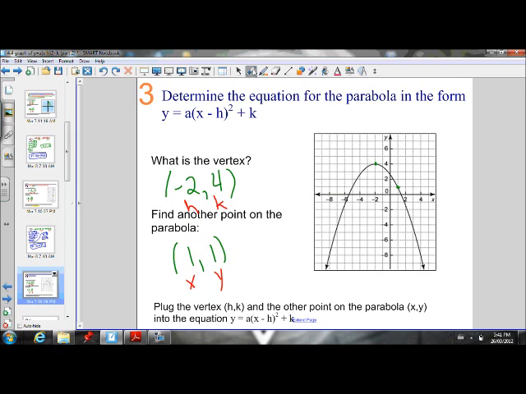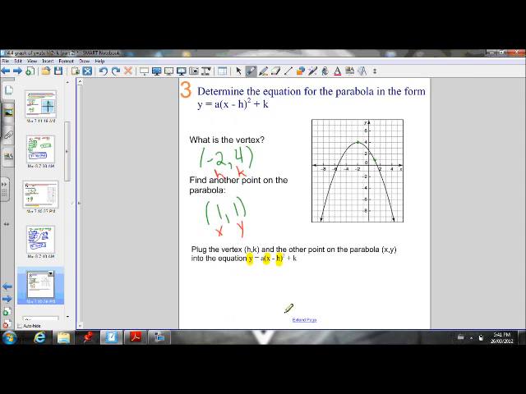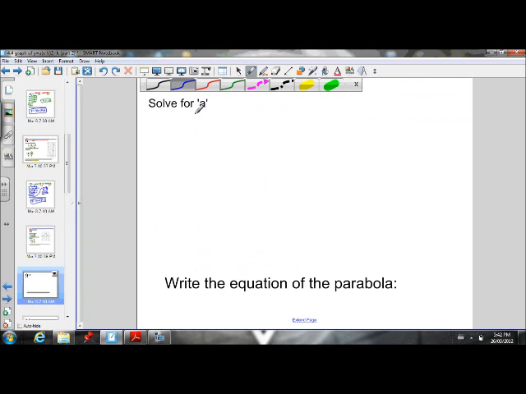So if we then plug our h, k, x, and y values into the vertex form of a parabola, we can then solve for a. In order to write the equation, we need to solve for a. So let's go ahead and do that.